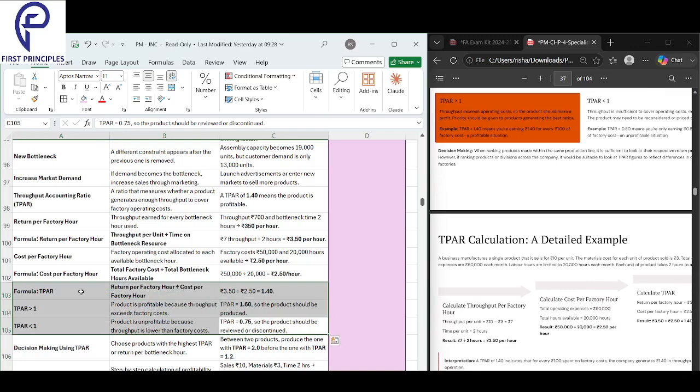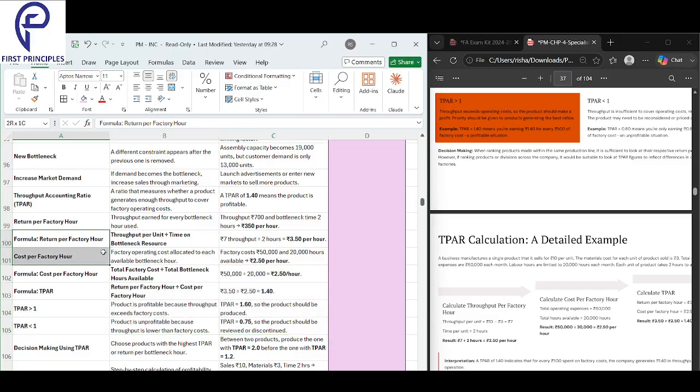If it's greater than 1, then your product is profitable. If not, your product is not profitable. It has to be greater than 1. So return per factory hour and cost per factory hour are the two things you have just picked up. If it's greater than 1, then it's good. Less than 1, it's not so good.